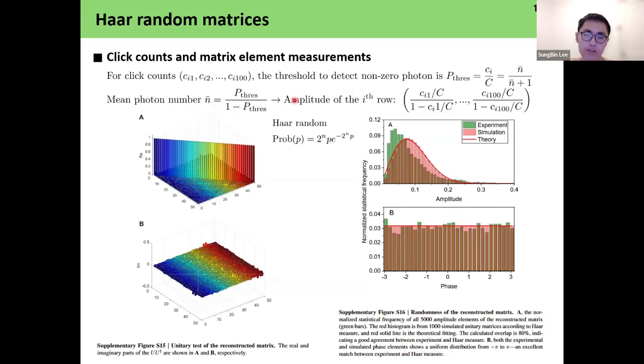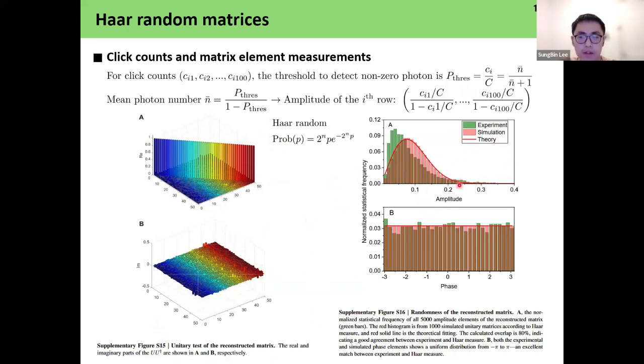And you can compute the amplitude if you know the click counts by these given matrices. So you can compute the amplitudes of 100 by 100 possible outcomes, because this matrix is 100 by 100. If you measure the matrices with this method and compute U U dagger, it should be identity because it is a unitary matrix, and what they observed is actually that it is identity. All diagonals are 1, and the imaginary part is quite close to 0.